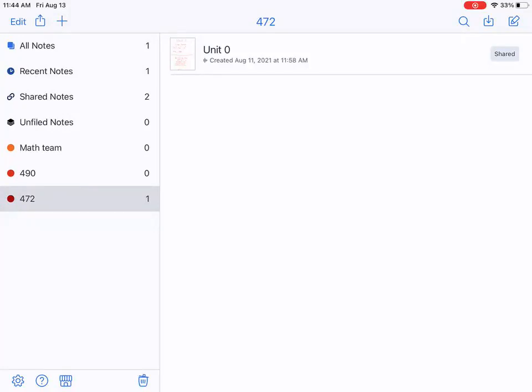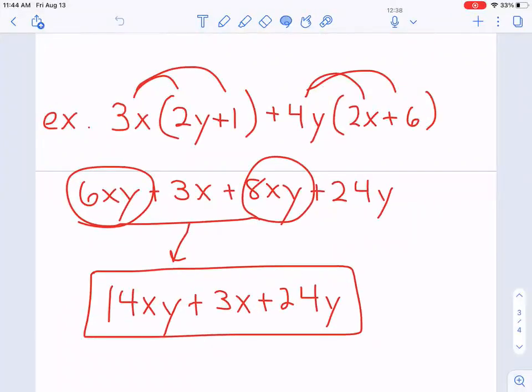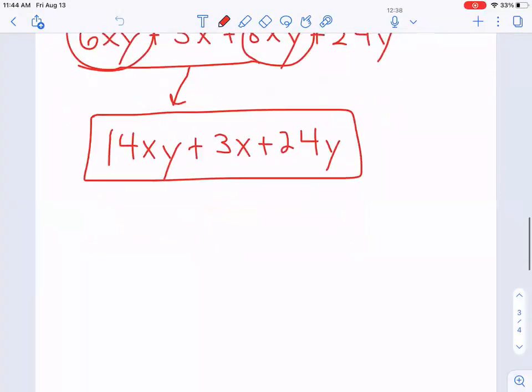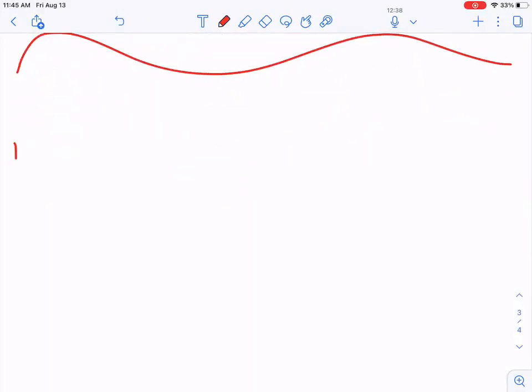So I'm going to open that up, and these are things that we did in our last class, real similar to the warm-up problems that we just did, right? We distributed, we combined like terms. We're going to do a similar process today, but it's going to be worded a little bit different. So I just want you to understand the vocabulary. So we're going to add and subtract polynomials.